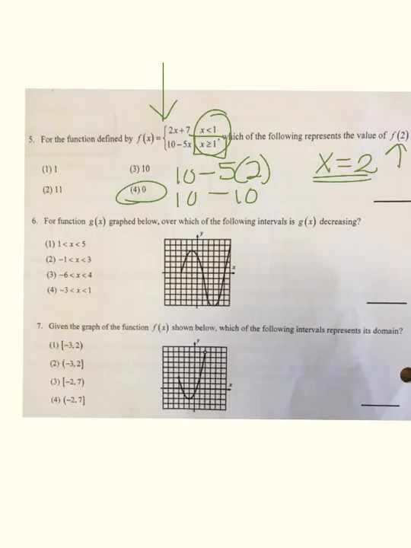For the function g of x graphed below, over which of the following intervals is g of x decreasing? So where g of x is decreasing is where it's falling. And that looks like it's right in here. So the two x values that this is in between, oops, that's not going to work. It's kind of small here, so I'm not sure if I'm going to be able to get it.